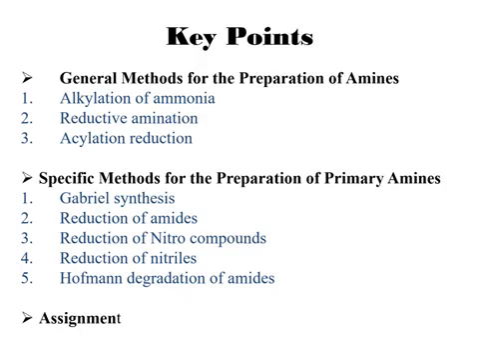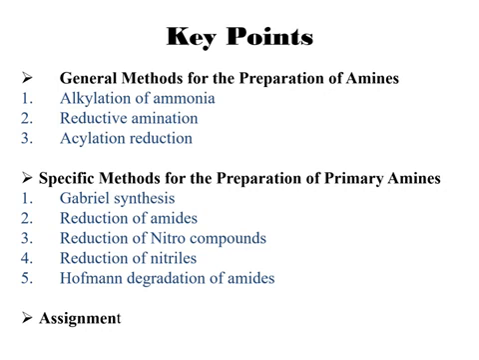So under specific methods, there are total five subclasses. One of them is Gabriel synthesis. This is named by the scientist who discovered this method. Second one is reduction of amides. Amides have carbonyl groups. So in this case, carbonyl group is reduced to CH2 group.